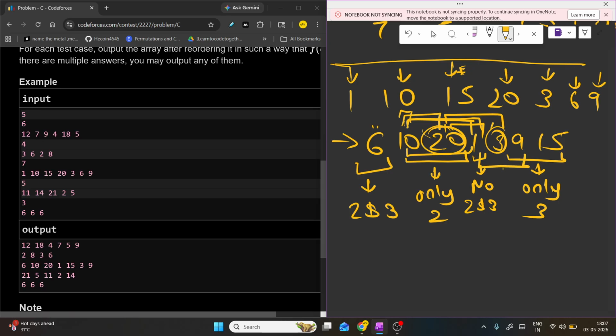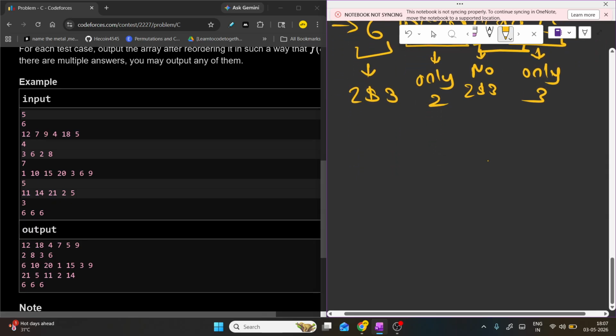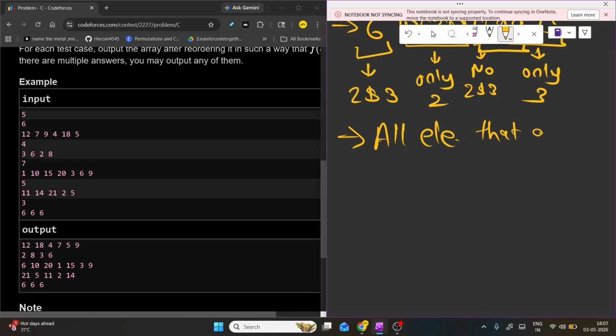Similarly, this won't be divisible by 6 because this does not consist of any 2, and this also does not consist of any 2. So this whole subarray won't be divisible by 6. So we will be rearranging it in such a way that firstly all elements that are divisible by 2 and 3.